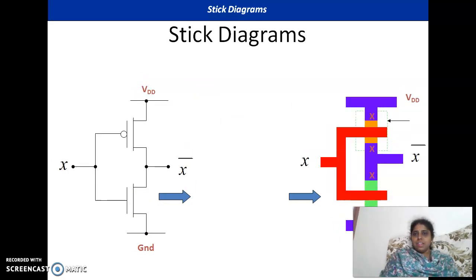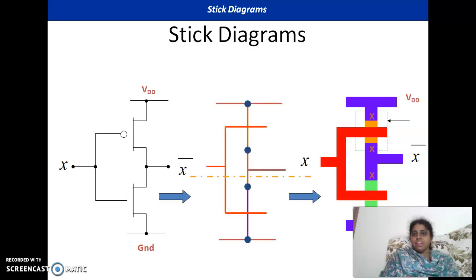So this is a stick diagram. Like this we can draw the stick diagrams for different functions. If we draw like this, with this type of thin sticks, we call that a stick diagram. If you draw with the dimensions using lambda rules or micron rules, then we call that a layout.